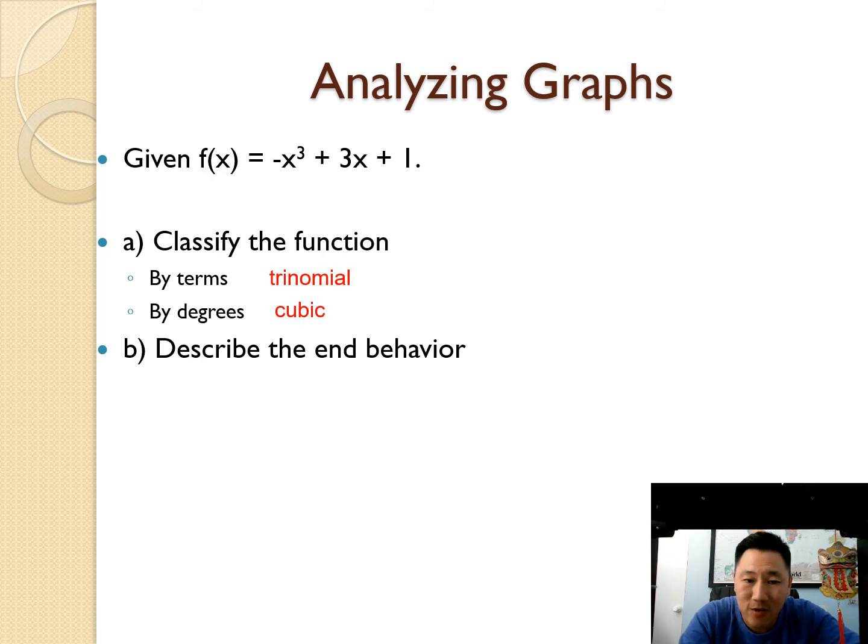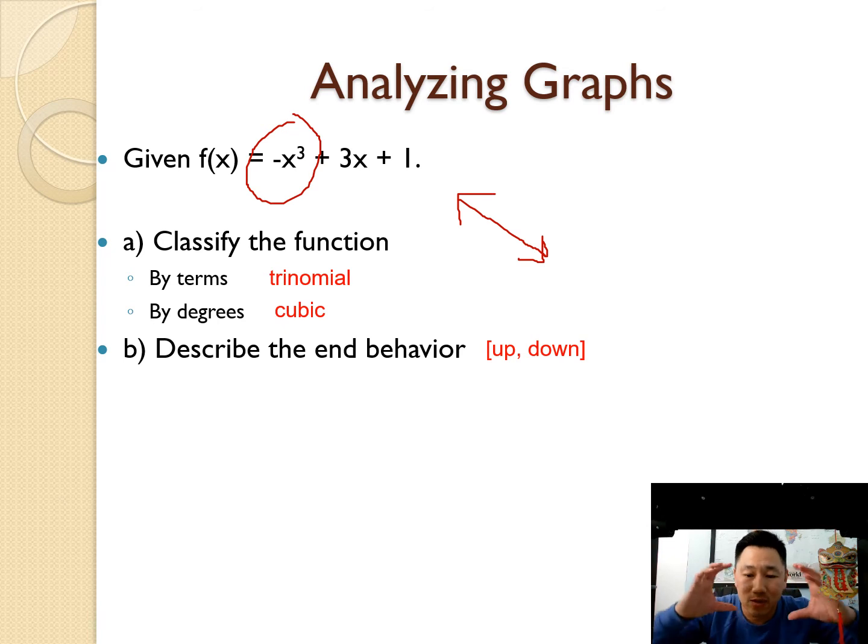Describe the end behavior. All right, so let's look at the highest degree. It's a negative and it's odd. So in general, it's going to look like this. A negative odd. On the left side, it goes up. On the right side, it goes down. Now, those brackets are not the official way to write it, but for this, we're going to go ahead and write left side up, right side down.